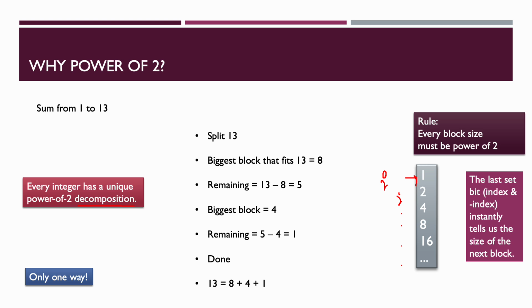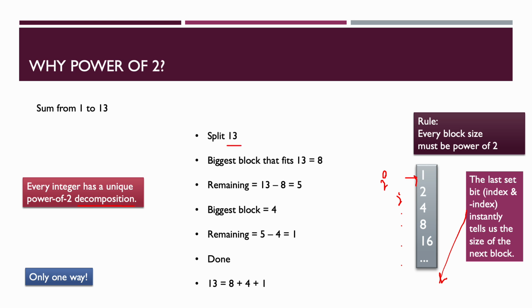And remember this: index and minus of index. So it gives the last set bit. And this last set bit basically gives us the size of the block. And it instantly tells us which block to go to.